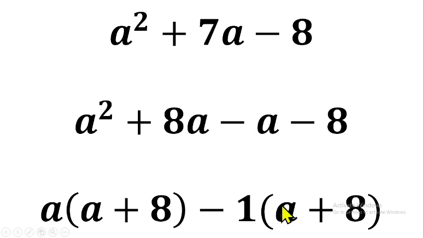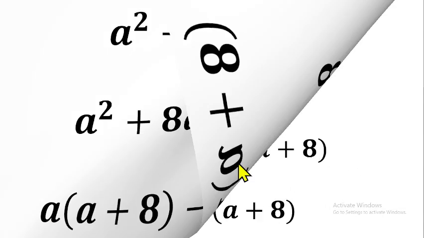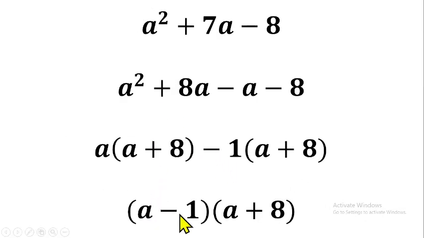Then minus 1 is common to this, you have a minus 1 into a plus 8, knowing fully well that the two brackets must be the same thing. Then if you do that, that means you bring a minus 1 together, then a plus 8. Or you pick one of these two brackets, then you have this. You'll be having a minus 1 into a plus 8. So that means you have been able to factorize this quadratic expression to get these two brackets.